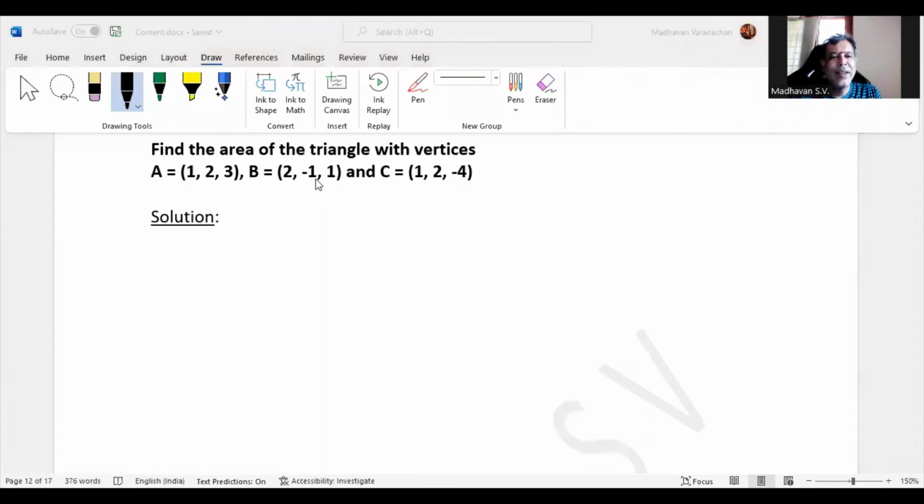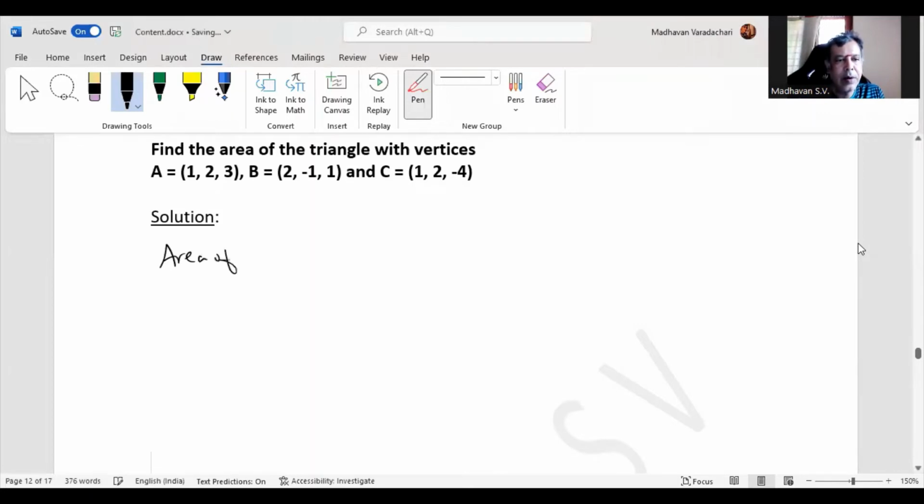Here we need to find the area of the triangle. The vertices are given: vertex A is (1, 2, 3), vertex B is (2, -1, 1), and vertex C is (1, 2, -4). For finding the area of triangle ABC, we need to find half times the magnitude of vector AB cross vector BC. For which we first need to find the AB vector.